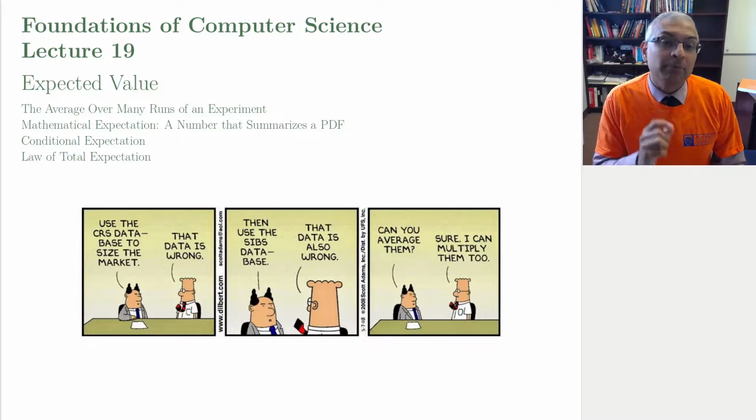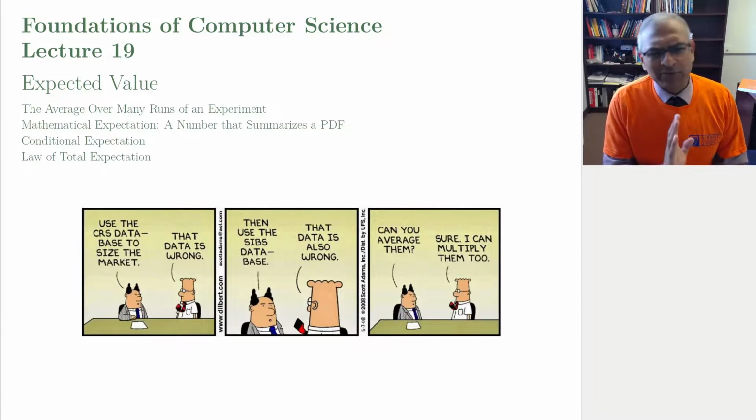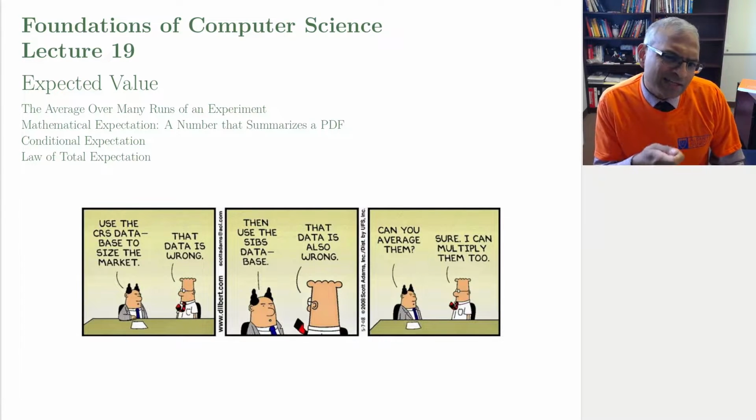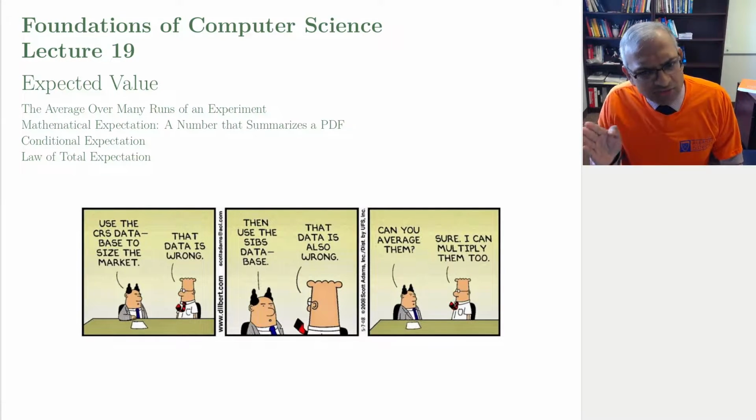That's because today we're going to be talking about the expected value, perhaps the most important quantity that we like to compute when it comes to analyzing complex experiments with random complex outcomes. Okay. And the expected value, in some sense, continues our discussion from last lecture.